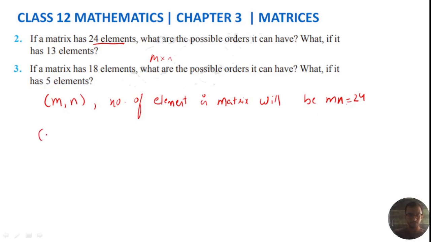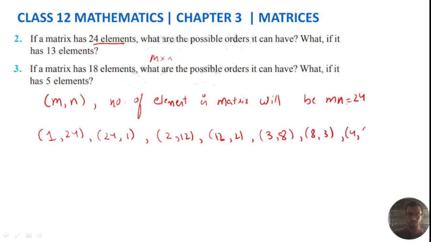So let's start by taking m as 1. Then what should my n be? n should be 24. Then its reverse can also be true, that is 24 comma 1. Now the next factor of 24 is 2. So 2 into 12 is 24. So 2 comma 12 will be a possible order. Also 12 comma 2 will be possible. Then 3 also divides 24. 8 threes are 24. Then 8 comma 3 is also possible. Then 4 comma 6, 6 comma 4.